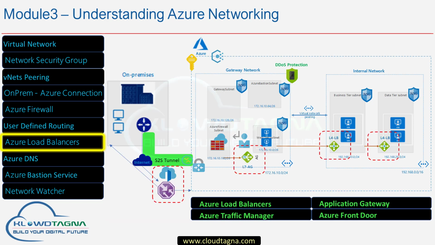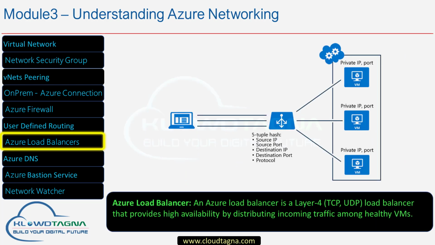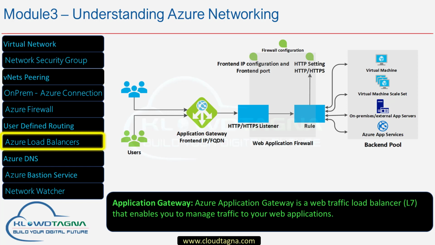Now let's discuss the load balancing options available in Azure. There are several load balancing options available, such as Azure Load Balancer, Azure Application Gateway, Azure Traffic Manager, and Azure Front Door. Azure Load Balancer is the layer 4 load balancer, and it is mainly used to distribute your virtual machine traffic. Azure Application Gateway is the layer 7 load balancer, and it can be used if you wish to load balance your HTTP or HTTPS based web traffic. Application Gateway also provides additional features such as SSL offloading, path-based routing, cookie-based session affinity. Also, it brings web application firewall capabilities.